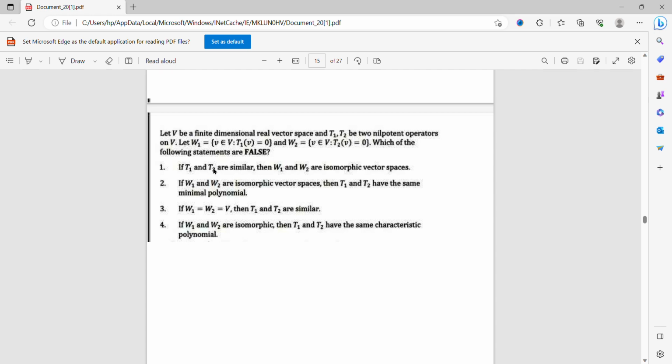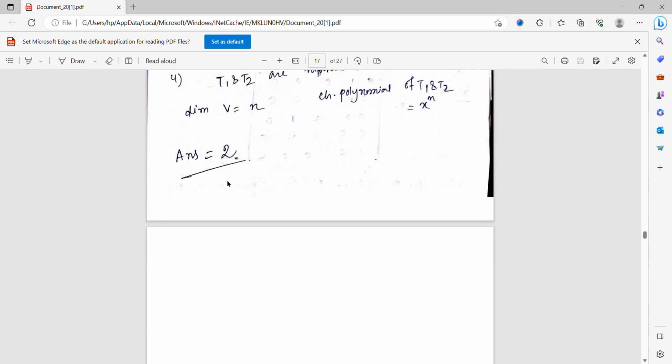So the only false statement is the second one. Though it is an MSQ problem, only one statement is false here. So the correct answer is 2 just. Okay, it is a very interesting and nice problem.